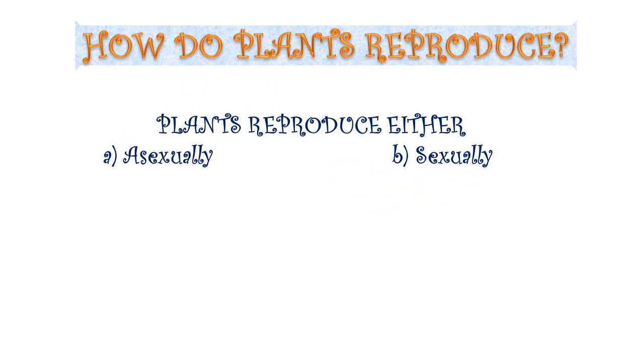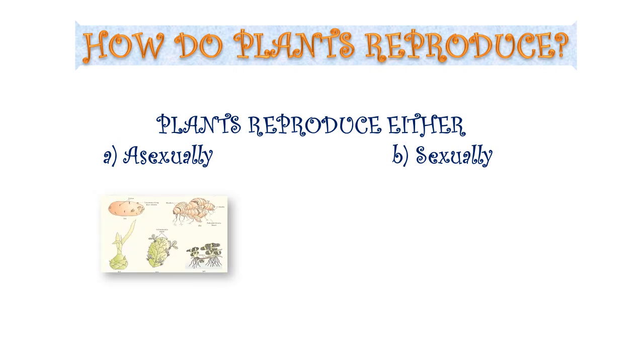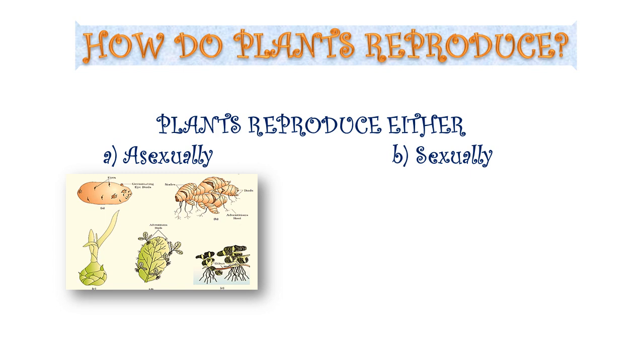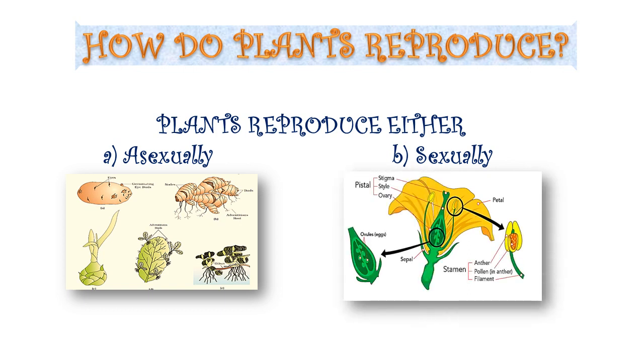Have you thought of how plants reproduce? Well, plants reproduce either asexually or sexually. Under asexual modes of reproduction, there are multiple ways, like that of the leaves, stems, tubers, stolons, layering, grafting, cutting, etc. Whereas sexual reproduction occurs only through the flowers. Now let's see more about the asexual mode of reproduction.